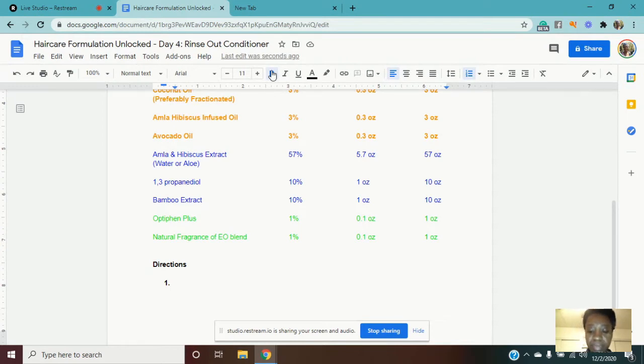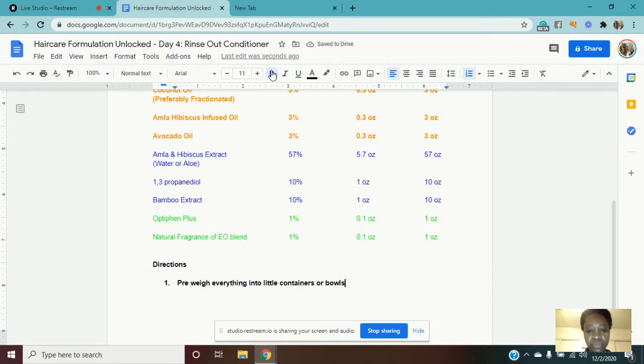So you're going to pre-weigh everything into little containers or bowls. You can also use small mason jars, whatever you want to use.